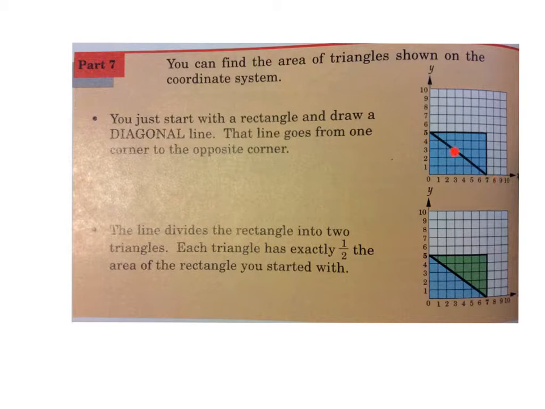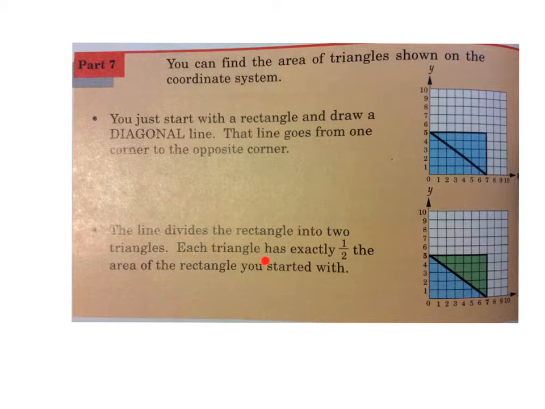A diagonal line is side to side like this, on an angle. That line goes from one corner to the opposite corner. So it goes from one corner of the rectangle to the other corner of the rectangle. The line divides the rectangle into two triangles. You can see here how they have it colored differently. This is one triangle and this is another triangle. So a rectangle is just two triangles that have been put together.